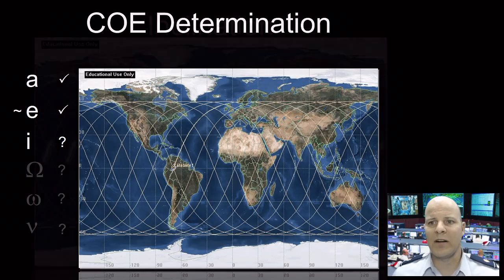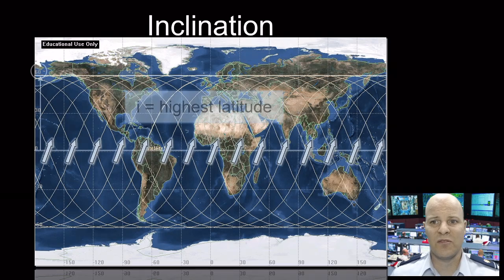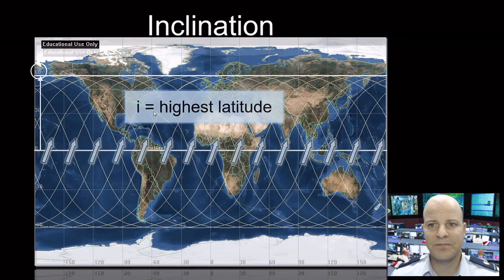Okay, next we're going to talk about our inclination. And this is perhaps the easiest one. As you might notice, for our orbital inclination, our satellite, doesn't matter which ground track we're on, only hits a certain line in latitude and only a certain line in latitude on the southern hemisphere. And so that line right there is going to be our highest latitude. That's going to be our inclination.